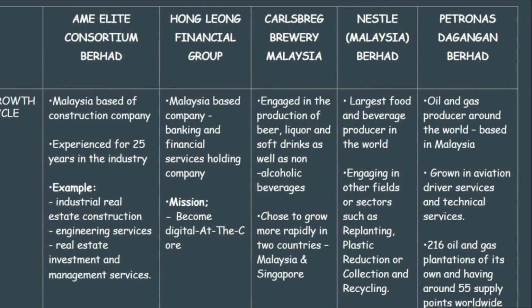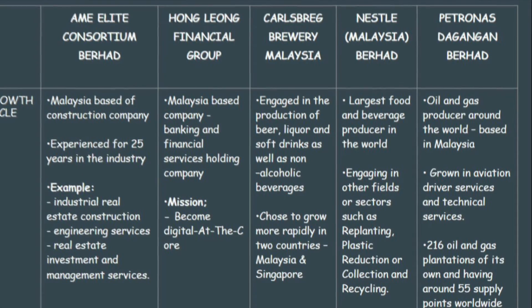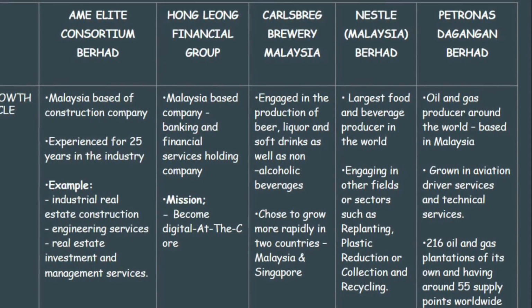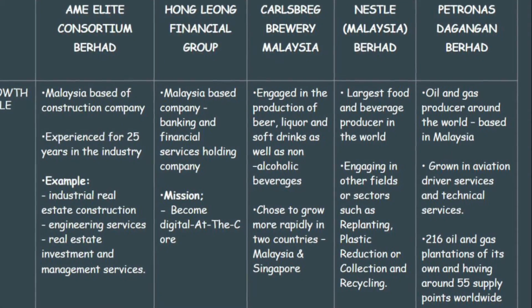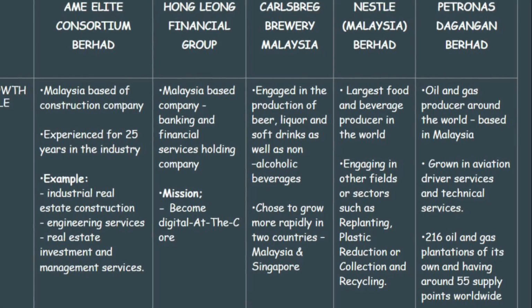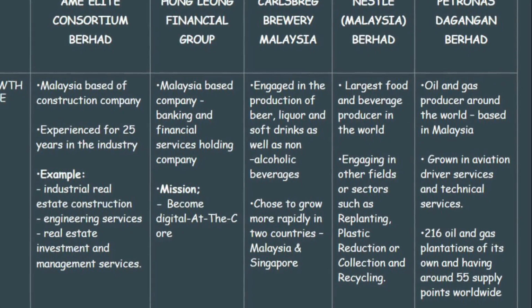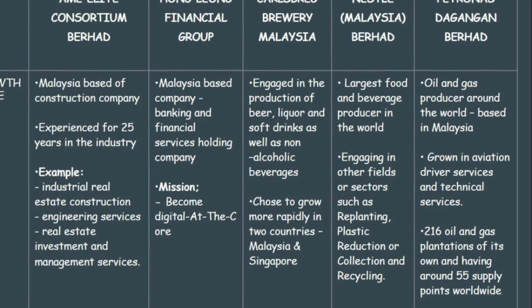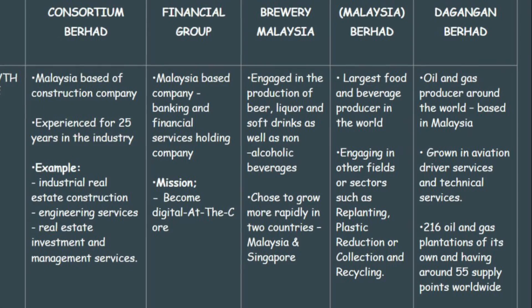The last part of the growth cycle is for the last company, Petronas Dagangan Berhad. Okay, the name of this company is also no stranger to us as an oil and gas producer, where the company is based in Malaysia. What is more interesting, they are not only suppliers of oil and gas products but have also grown well in aviation fuel service and technical services. This company is arguably very thriving and still in high demand today. The proof is they successfully own 216 oil and gas stations of their own and have around 55 supply points worldwide.